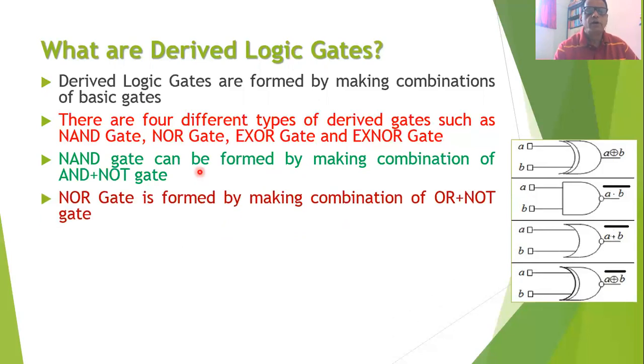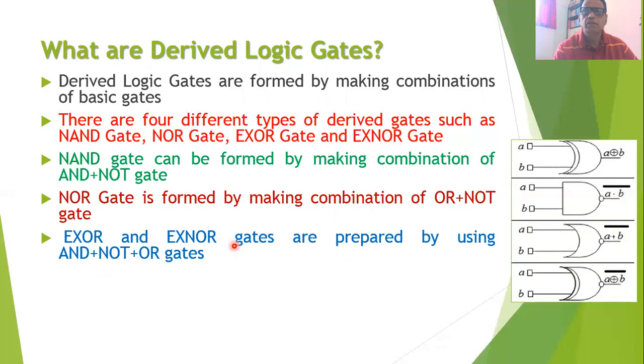You will find that the NOR gate can be formed by making the combination of OR gate and NOT gate. So whenever we have one OR gate and one NOT gate, then the NOR gate can be formed. So in this diagram, you will find that we have shown the NOR gate.